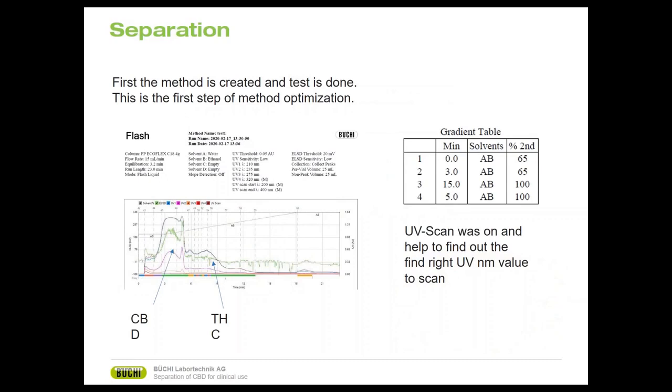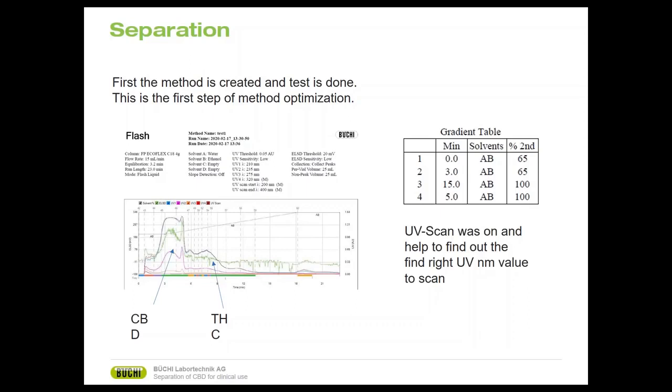So, separation. Now I would like to show you a real-time cannabis example from one of our customers. This is a test that I did myself, and this is the first method that we created. In this method, we use a 4-gram C18 cartridge and the gradient table, as you can see on the left-hand side. We started from 65% and continued with 65% ethanol for 3 minutes. And then in 15 minutes, we increased our gradient from 65 to 100. This is ethanol. And then we ran with 100% for 5 minutes.